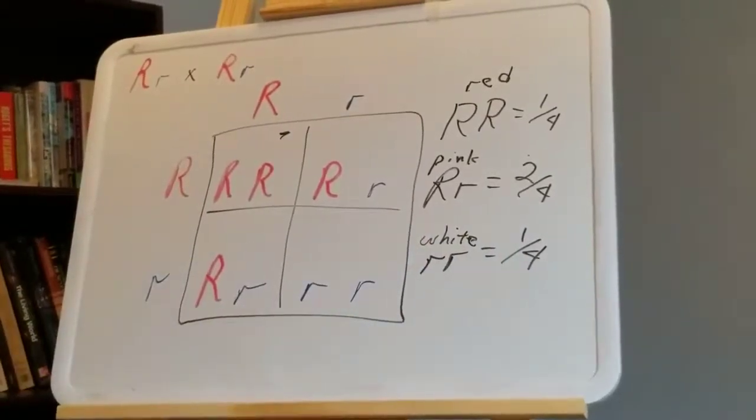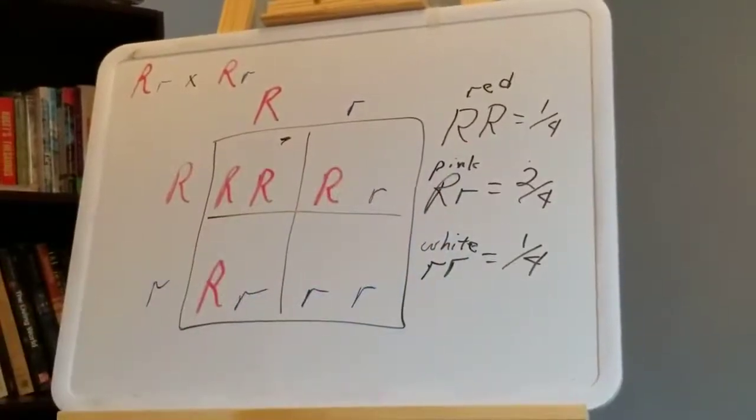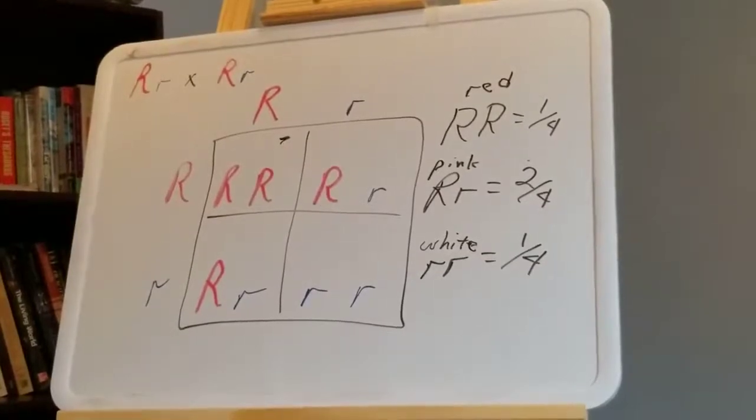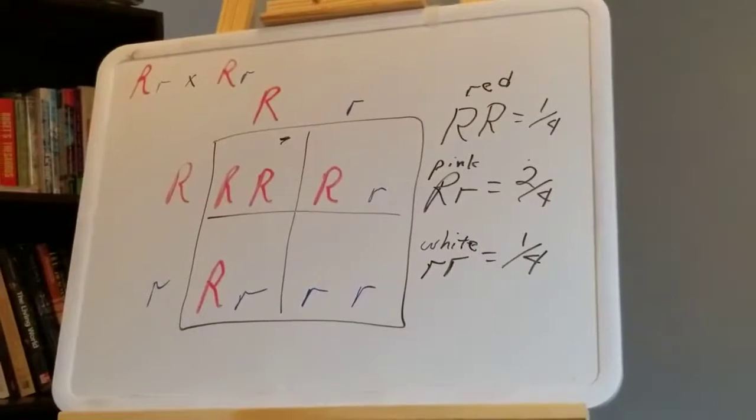So I said incomplete dominance, one is not dominant over the other. So you get this mixing, if you will. The phenotype is somewhere in between those two different traits.